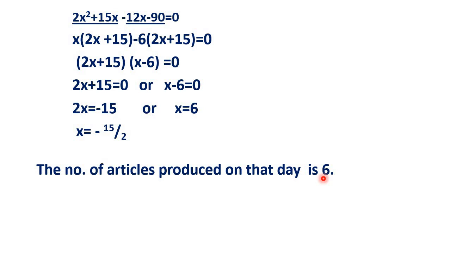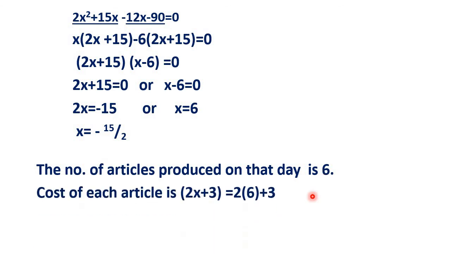So 6 articles are prepared. Then we have to find the cost of each article. The cost of each article is 3 more than twice the number of articles produced. That is equal to 2 into 6 plus 3, which is equal to 15. So this is the cost of each article. Here x is the number of articles, which is 6.